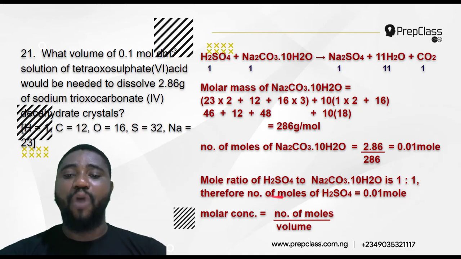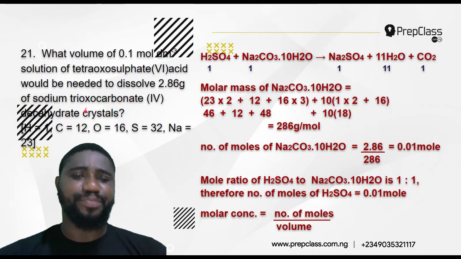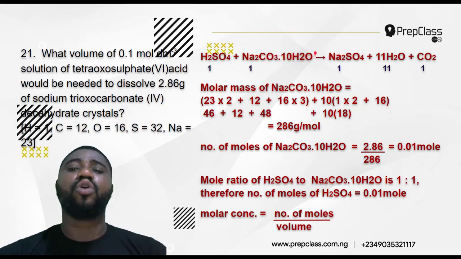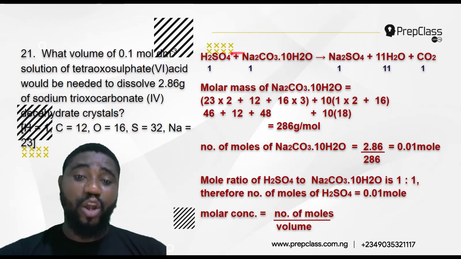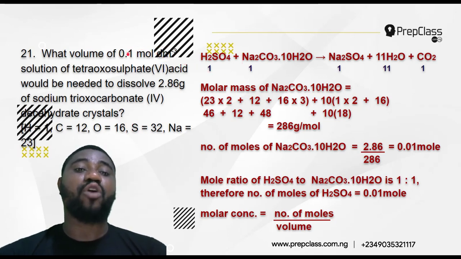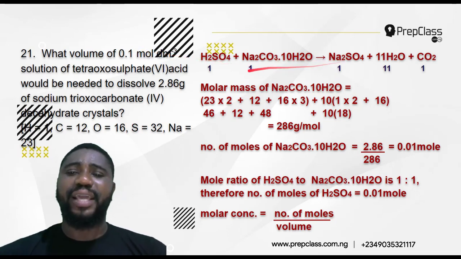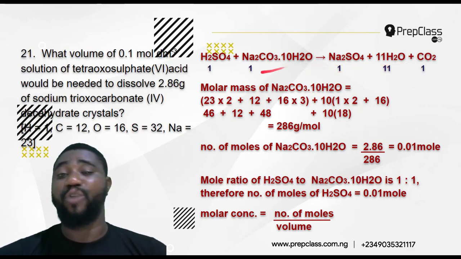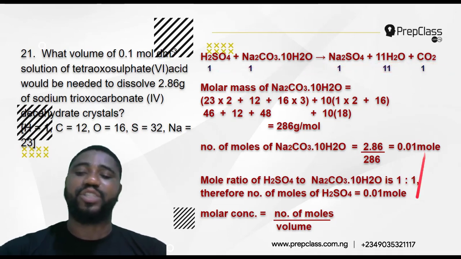So therefore, the number of moles of the acid too is what? 0.01 mole. So the point here is to use this mass to get the number of moles of this base. The number of moles of this base will help you determine the number of moles of the acid. Now once you get the number of moles of the acid, use the formula molar concentration equals number of moles divided by volume to get the volume of the acid. In stoichiometry of reaction, the idea is mostly for you to get the number of moles of one of the reactants, and that can give you the number of moles of the other entities we have there.